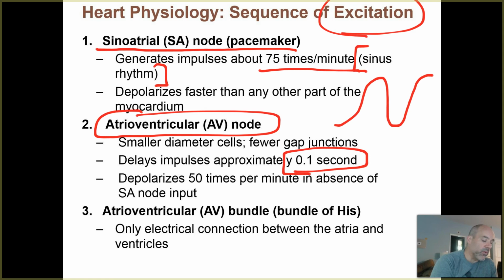All right, the AV node will, on its own, depolarize about 50 times per minute. So let's say your SA node was damaged, and it's not working properly, you know, due to age or cut off of oxygen supply or something like that. Your AV node can take over and become the pacemaker of the heart, but your heart rate will be slower because it's only going to depolarize about 50 times per minute instead of 75 times per minute. And again, keep in mind these heart rate values, 75 and 50, are averages. You know, there are going to be individual variations from person to person.